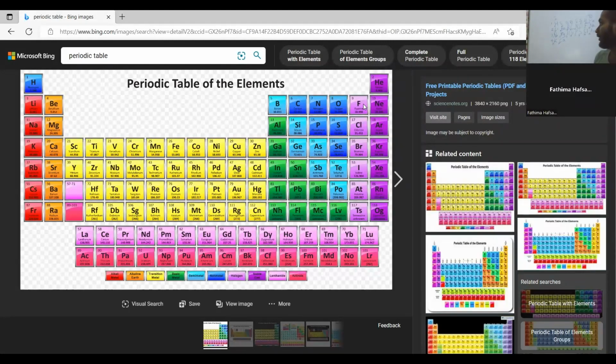Do you have any idea why we put these serial numbers? Do you have any idea what we call these numbers? 1, 2, 3, 4. We call these atomic numbers. Atomic numbers. Clear? What is the name of these numbers?